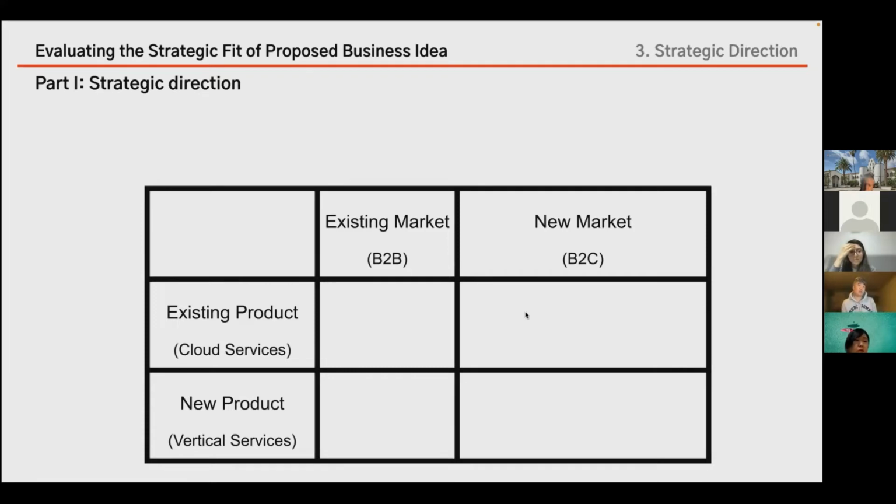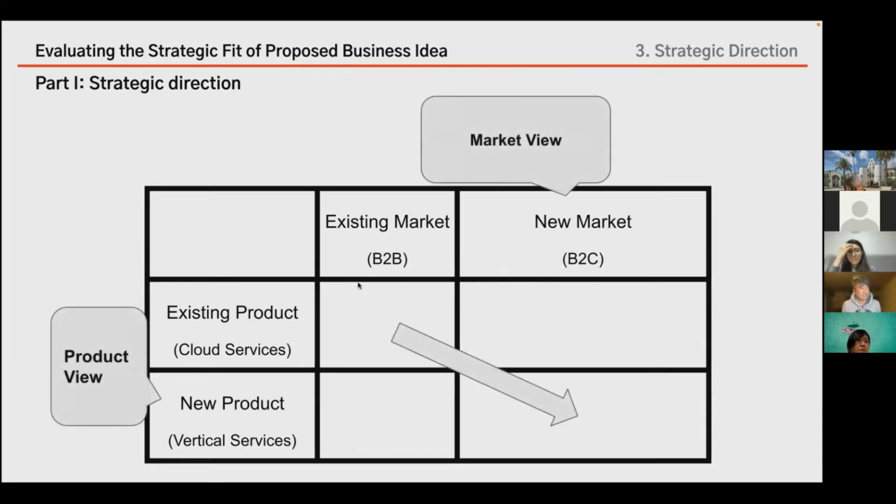So I'm going to tell you about strategic direction. Our team evaluated the strategic fit between SKCNC and our new venture corporate company. Part one is strategic direction. SKCNC's existing market is B2B service, and the existing product is cloud services. But our market is B2C, and our product is a new product in the metaverse world. So our strategic direction is like below this picture.